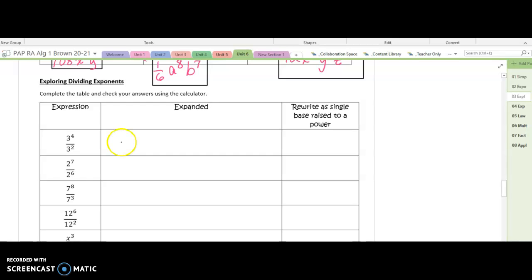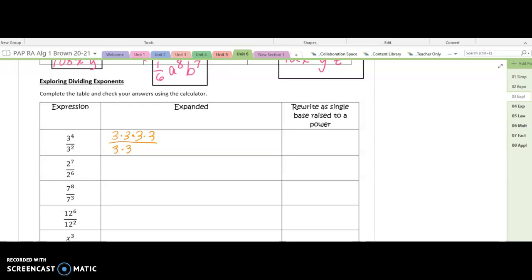Okay, here we go. So if we expand that, let's put 3 to the 4th power. So we have 3 times 3 times 3 times 3, 4 of those. And then on the bottom, we have 3 times 3.